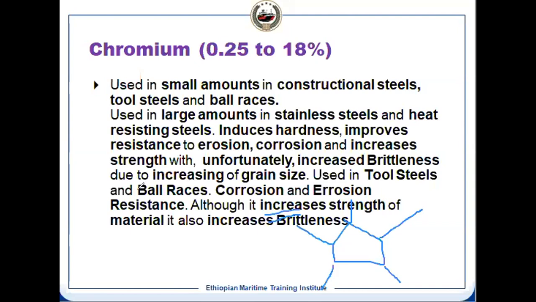For tool steel and ball rails, which have to be very, very strong, we use chromium. And corrosion resistance and erosion resistance are needed. That is the reason we use chromium. Like for our crankshaft, we use chromium. Exhaust valve also we use chromium.